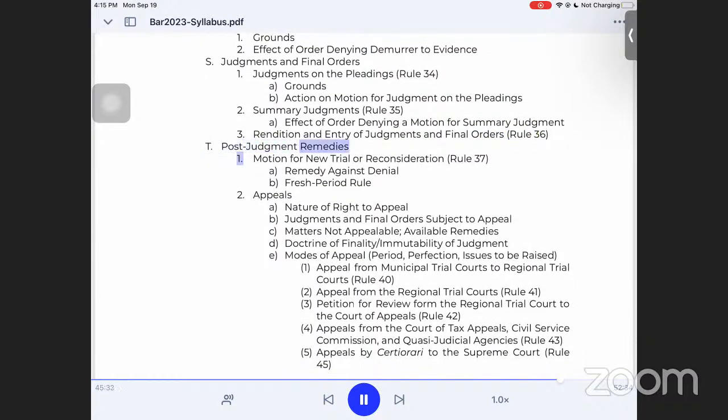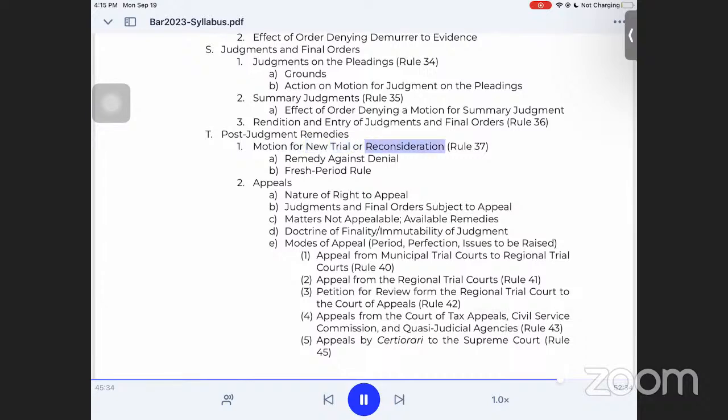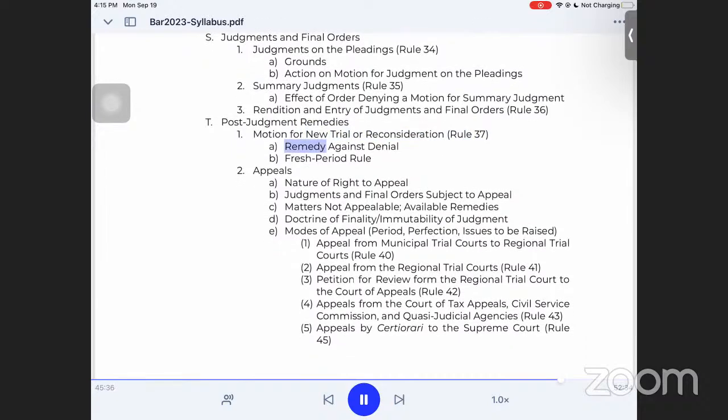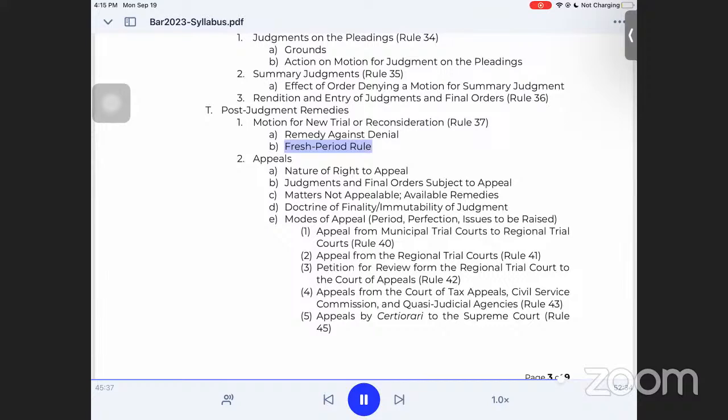T. Post-judgment remedies. 1. Motion for new trial or reconsideration, Rule 37. A. Remedy against denial. B. Fresh period, Rule 22.